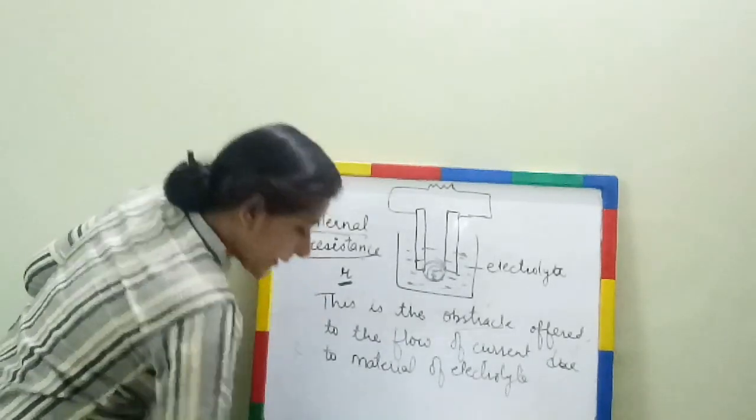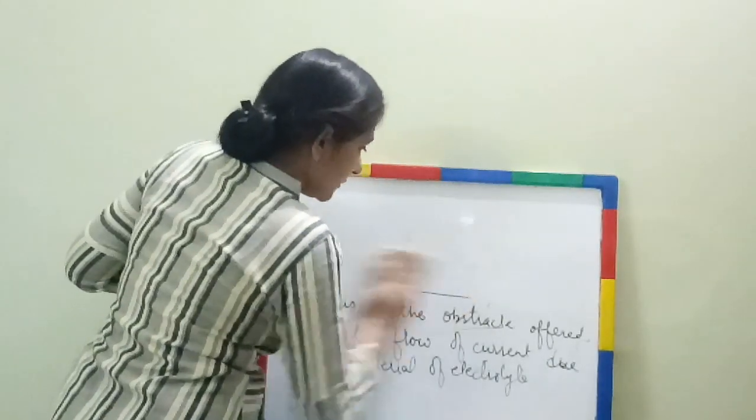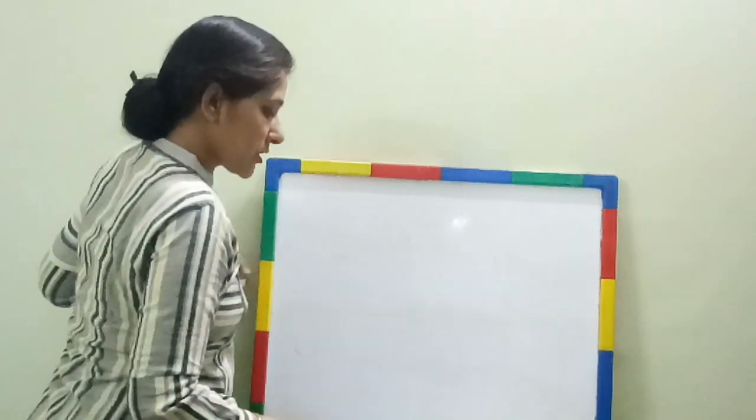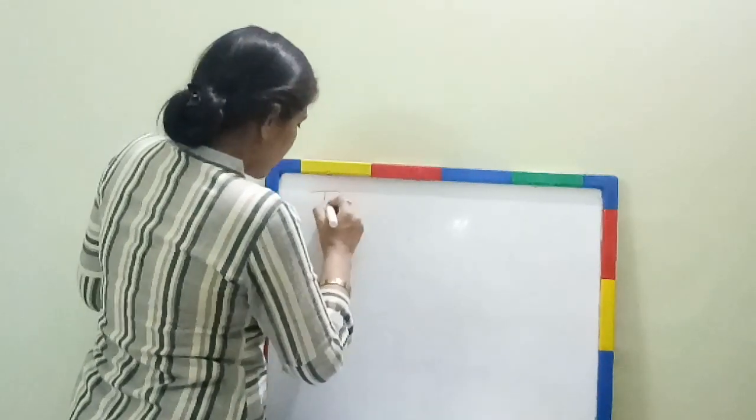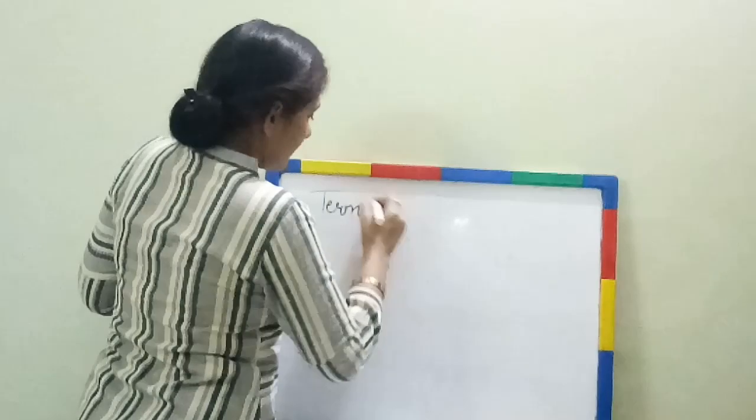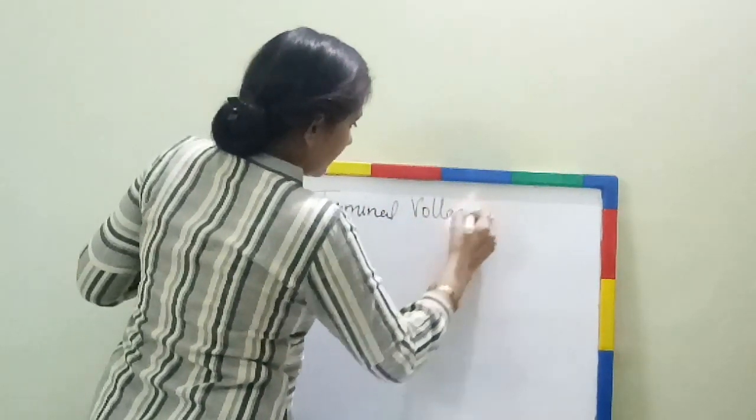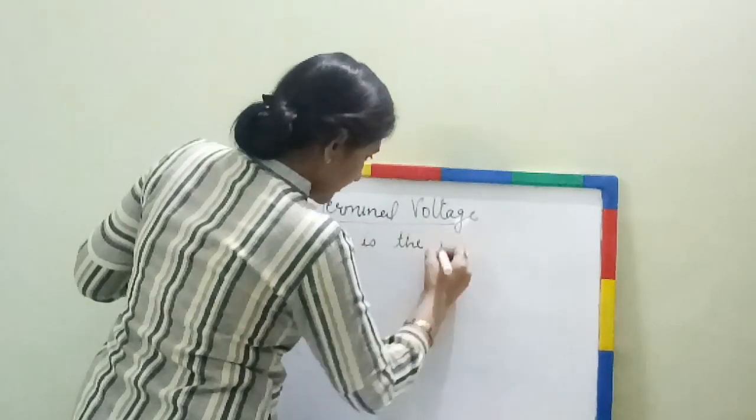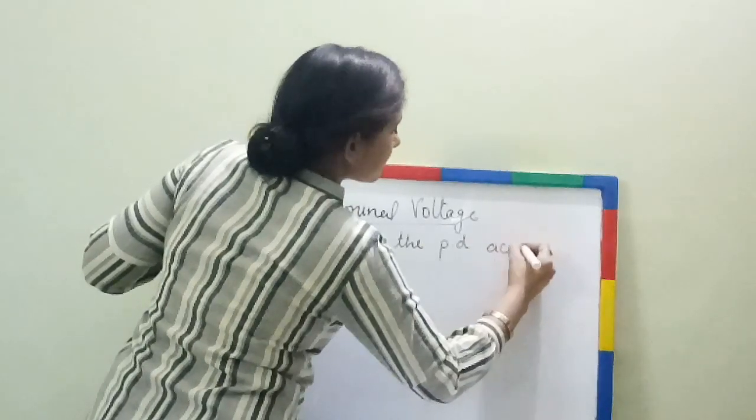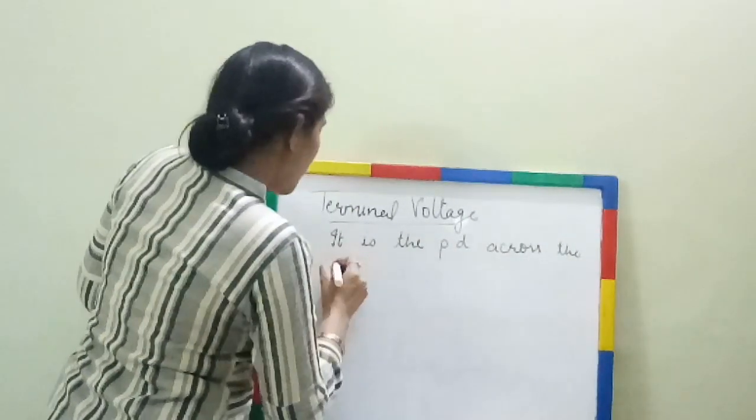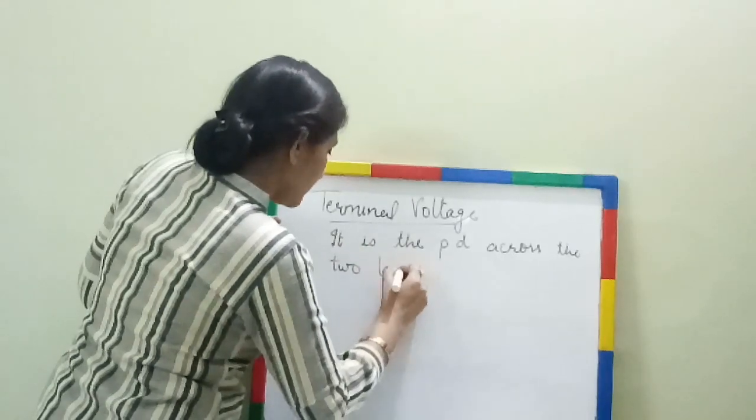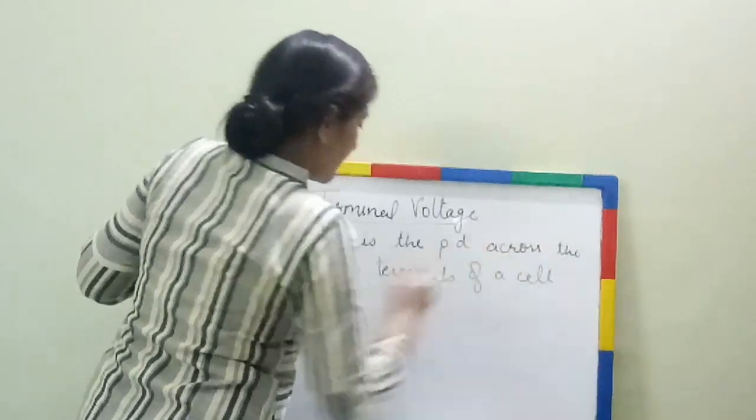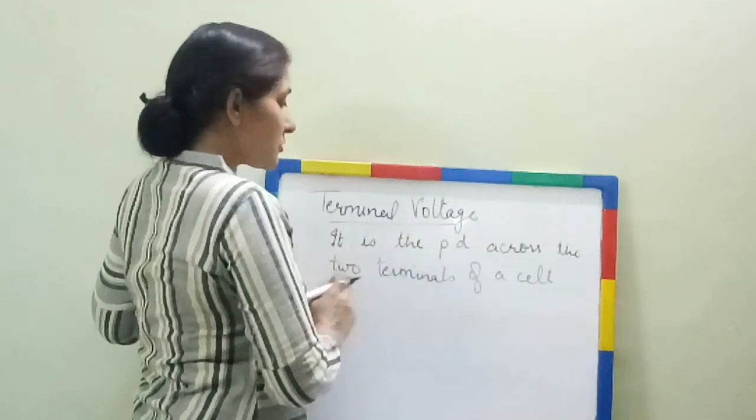Okay, now to connect with this one, we can talk about our next term, that is terminal voltage. Now terminal voltage is what? It is the potential difference across the two terminals of a cell.